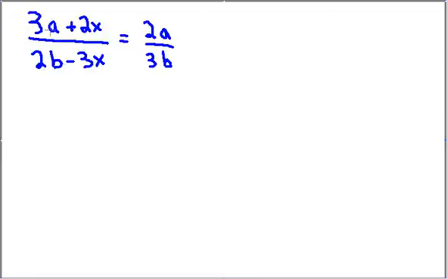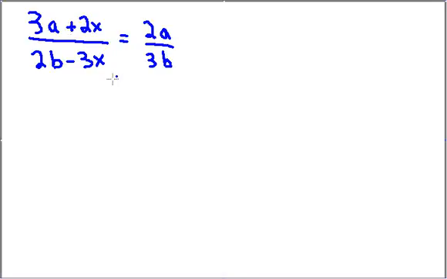Here we have 3a plus 2x over 2b minus 3x equals 2a over 3b. We can see that we have an x both in the numerator and denominator, and the term is being added to or subtracted from another polynomial or another monomial term. So we cannot really do much with it yet other than by starting off by cross multiplying. Remember, we have a proportion here. So the product of our means is going to equal the product of our extremes.